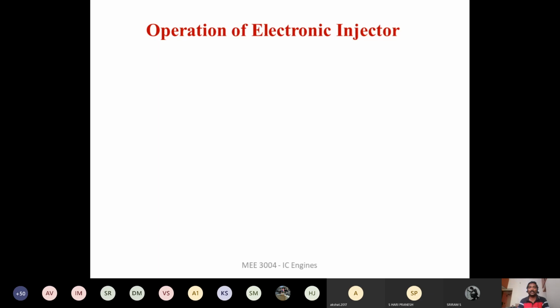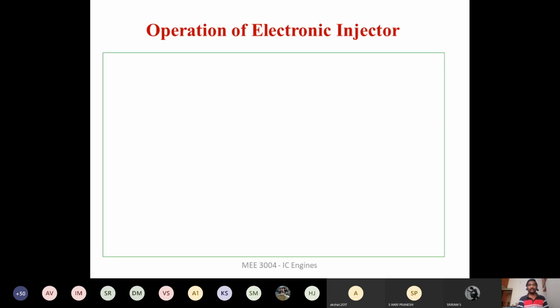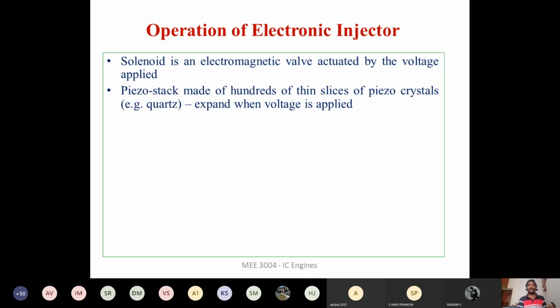Coming to the operation of the electronic fuel injector, I have told you that there are two possible mechanisms by which the fuel injector can be operated. One is by electronic means and the other is by mechanical means. These days we don't have mechanically operated injectors. We have only the electronic fuel injection system. In the case of the electronic fuel injection system, there are again two possibilities. Either you can have a solenoid valve or you can have a piezoelectric crystal. A set of piezoelectric crystals will be there. So both are possible.